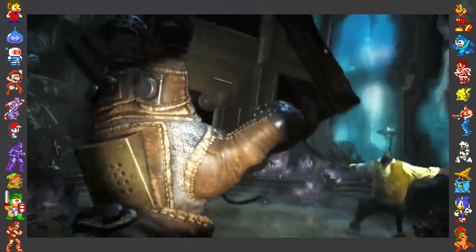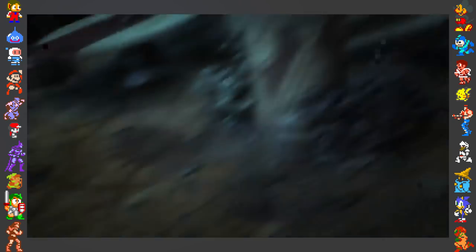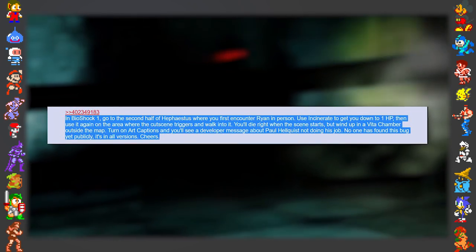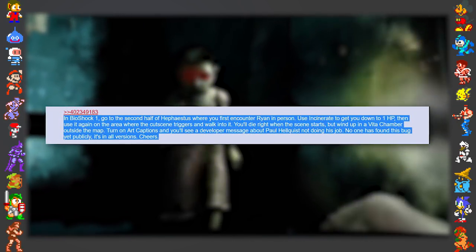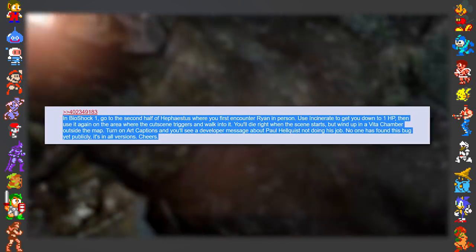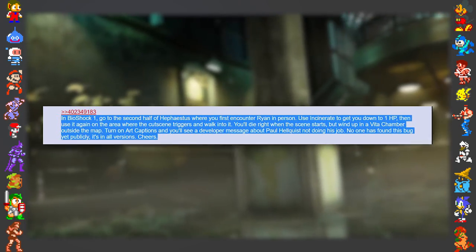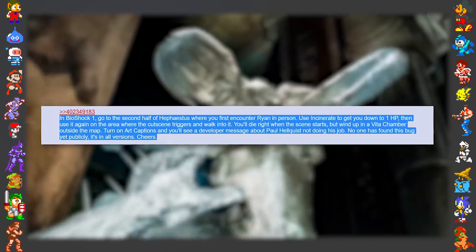As a means of proving their authenticity to the numerous doubting commenters, while also remaining anonymous, the developer revealed an undiscovered Easter egg in the original Bioshock. They stated that players should boot up the original Bioshock, then go to the second half of Hephaestus, where the player first encounters Ryan in person. They should then use Incinerate to get themselves down to just 1 HP, then use it again at the area where the cutscene triggers and walk into it.